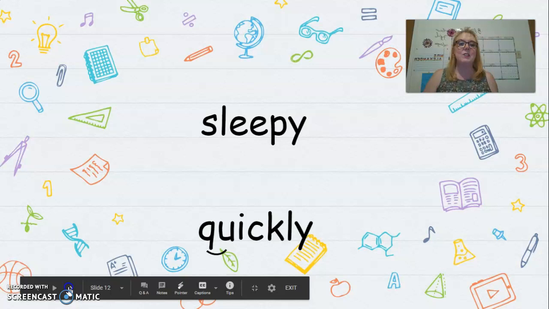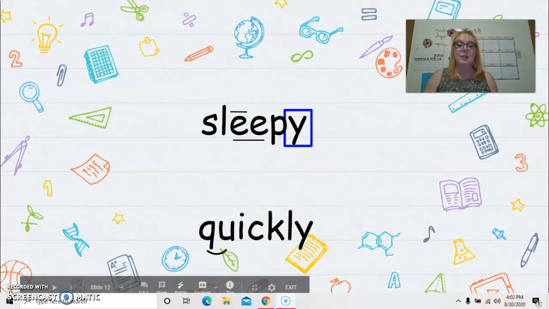All right, here's our next one. What is the suffix in that first word? That's right, it's a Y. Remember that Y is making an E sound? Now, let's go ahead and find out what kind of a syllable this is. Did you say vowel pair? Good job. Great. So now read this word. Sleepy.